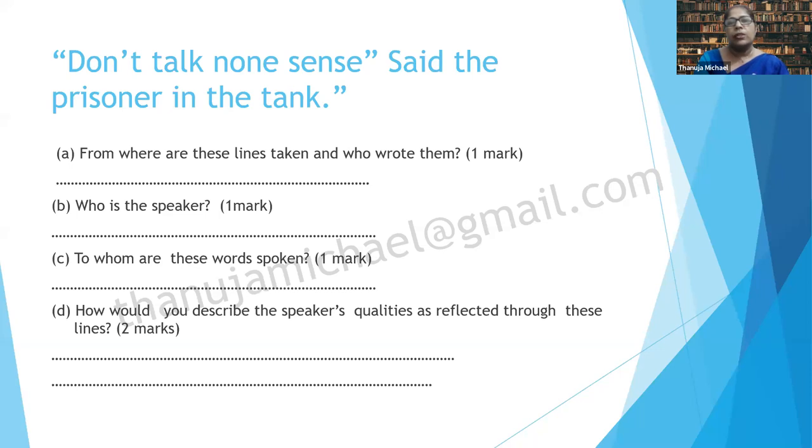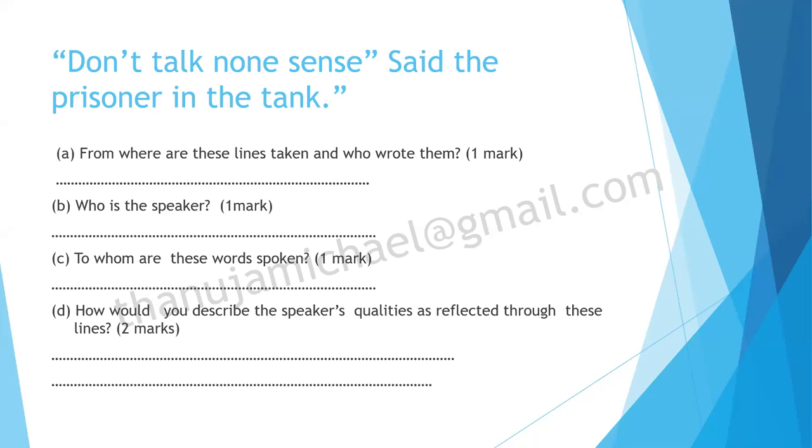Yeah, you can also say The Lumber Room by Saki, right? Because the prose is known as that. Munro, yeah, then also you will be given the mark. So who speaks, who is the speaker? The aunt. To whom are these words spoken? To Nicholas. Very good.